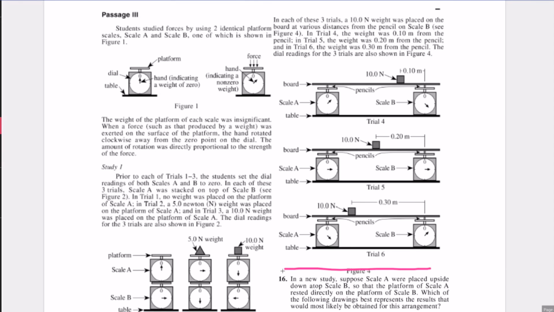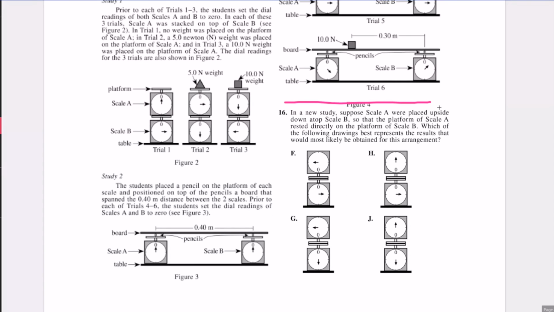Question 16 says, in a new study, suppose scale A was placed upside down atop scale B so that the platform of scale A rested directly on the platform of scale B. Which of the following drawings best represents the results that would most likely be obtained for this arrangement? So if we're looking here, the scale on the bottom is easy, right? It's straightforward here. There's a scale on top of it, and that's all we care about. The spring is only being compressed by one scale.